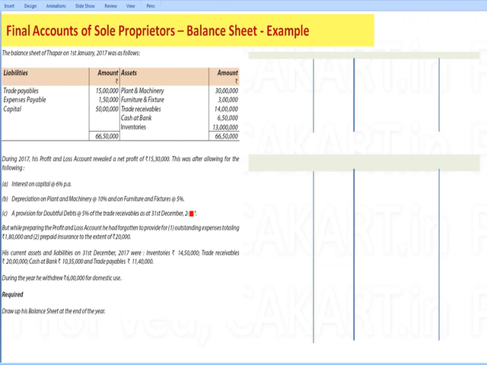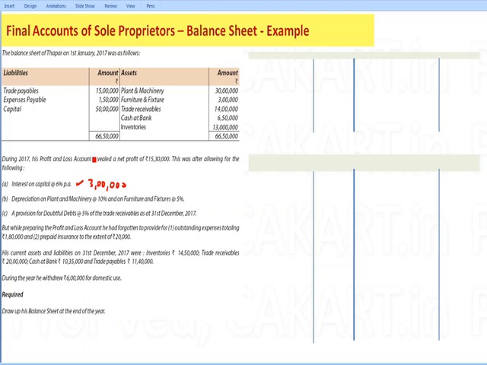This was the situation. And during 2017 his profit and loss account revealed a net profit of 15 lakh 30,000. This was after allowing for the following. What was allowed? Interest on capital at 6% per annum. So interest on capital, this is interesting basically, correct? So capital, how much was the capital? 50 lakh rupees, and interest was paid at 6%. So you can imagine that 3 lakh rupees was paid as interest.